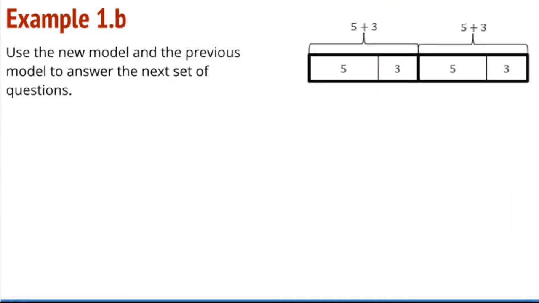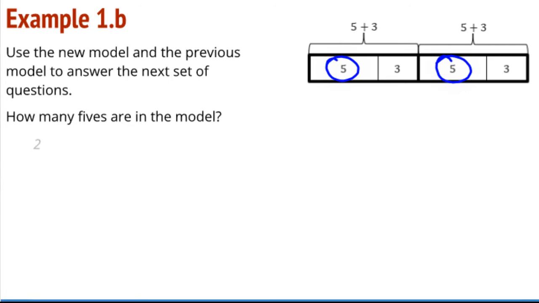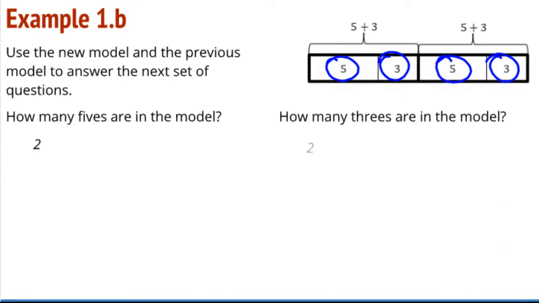Oops, sorry about that. Here is another model, and we're going to want to answer the same questions here. And I know that what's going to show up on my screen is different than what's in your workbook. I think there's a typo in the workbook. So at any rate, the questions are slightly different, but here we go. So how many 5s are in the model? Well, I look and I say, hey, I've got 2 5s here. And it's going to ask me how many 3s are there. And I look and say, hey, I've got 2 3s.